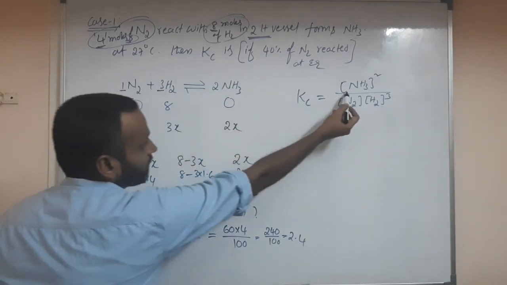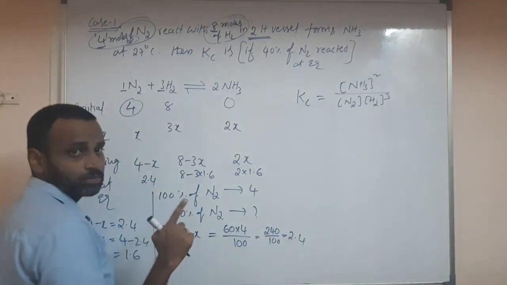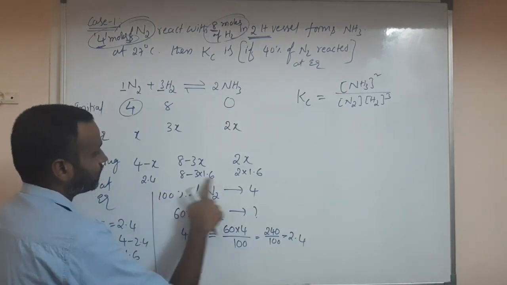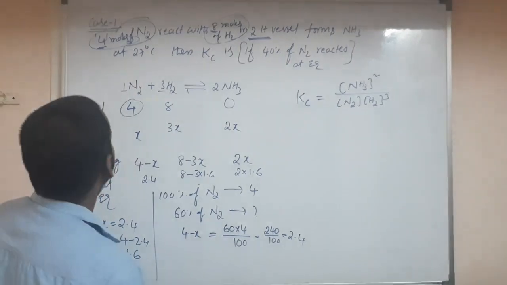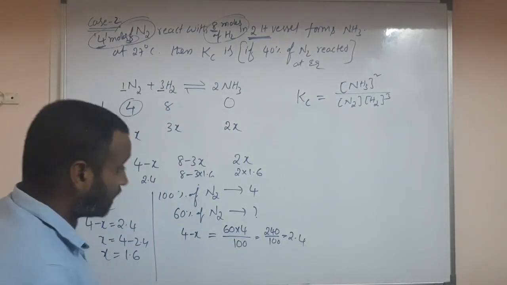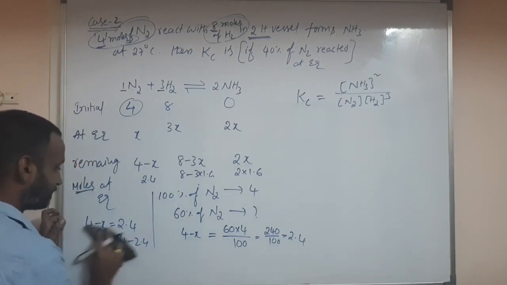But you needed concentrations, right? So volume is important. Don't forget volume. Will you forget? No. So with volume 2 you have 2.4 by 2, this by 2, this by 2. Like that you have to do. So case 2 is over. Now we have to discuss case 3.